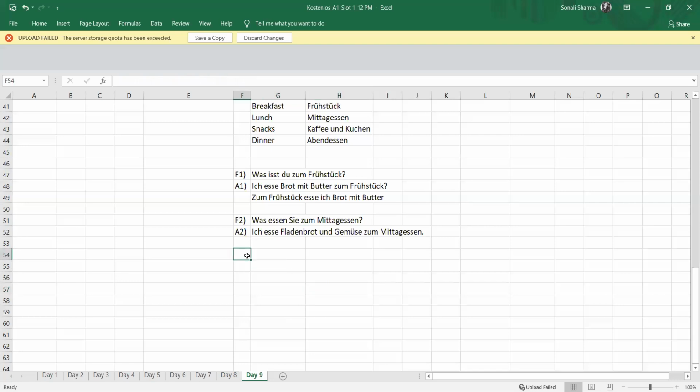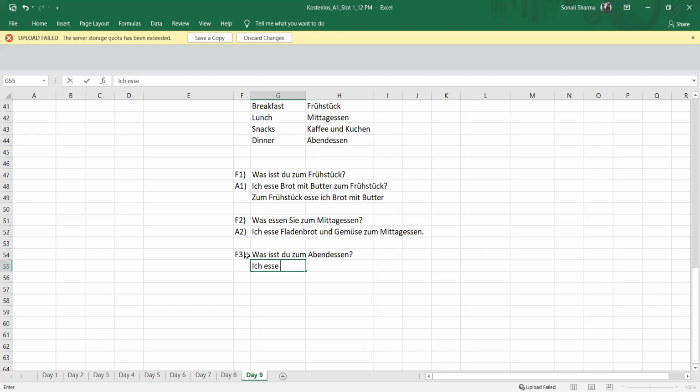Let's talk about our Frage 3. So if I say was isst du zum Abendessen, here I will be writing the du form. It means what you eat for dinner. So we can just simply write it down.